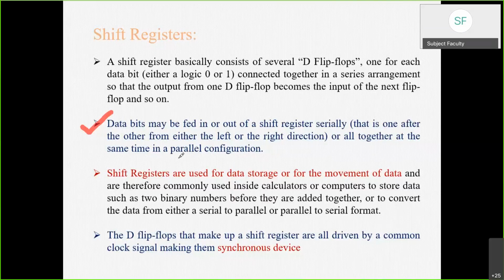So what do you mean by parallel configuration? When all the inputs or outputs are collected together at the same time. So at the same time you will get all the inputs. But in serial, your output or input, you have to collect one by one. Okay, that is, one after the other.